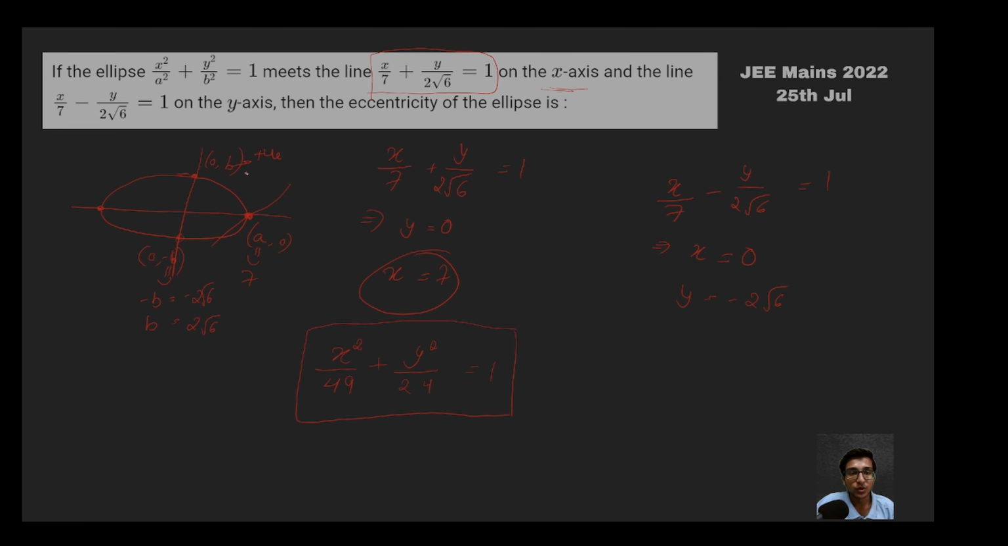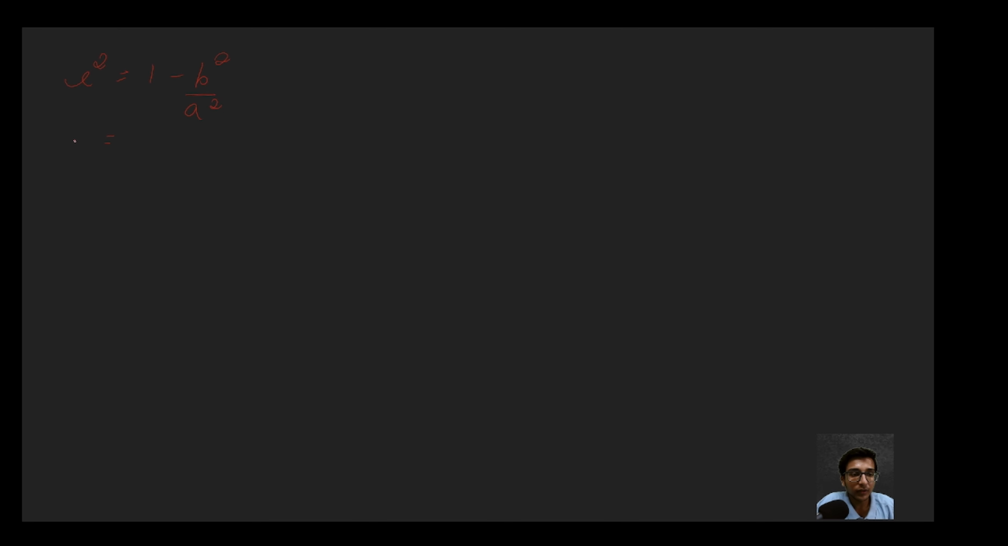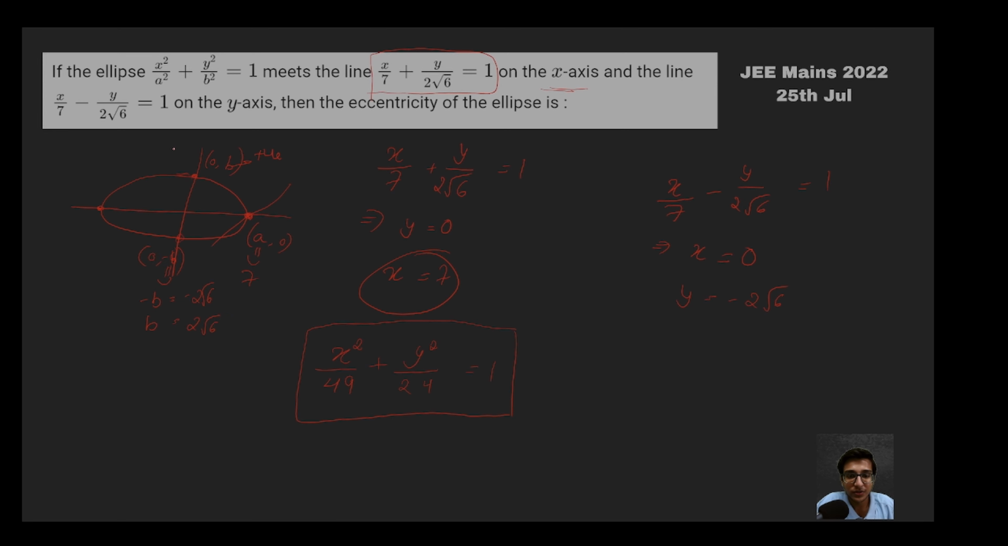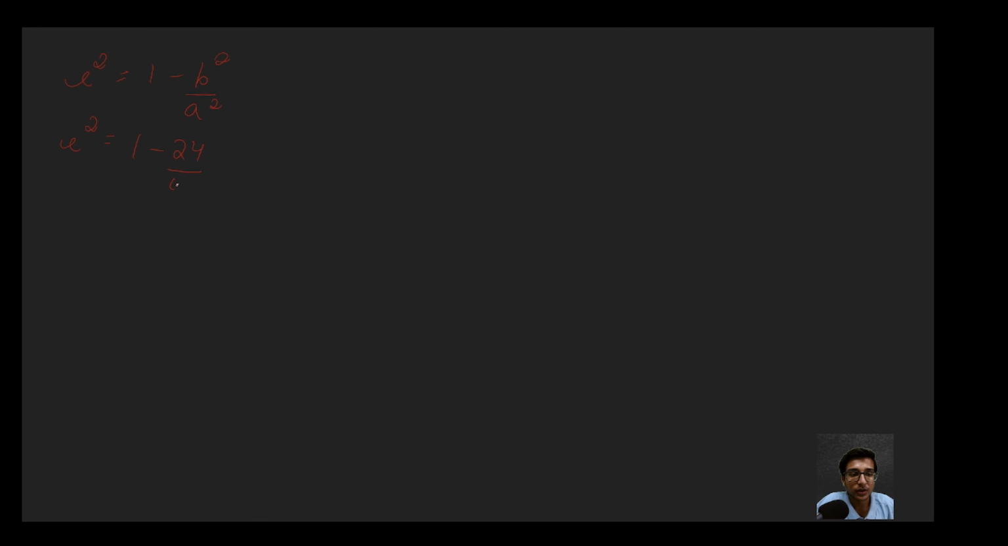Now what has been asked to us? We have to find out the eccentricity of this ellipse. Again, easy. e square can be written as 1 minus b square by a square. So e square is equal to 1 minus, what is b square? 24, and a square is 49. So from here we would get e square is equal to 25 by 49, and e is equal to root under, which would give 5 by 7.